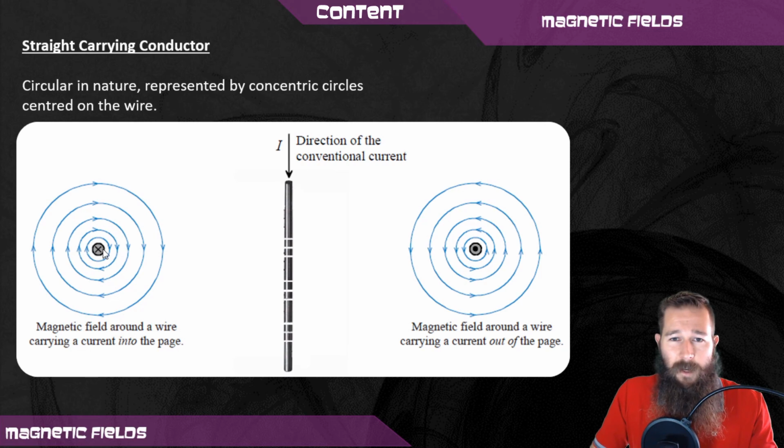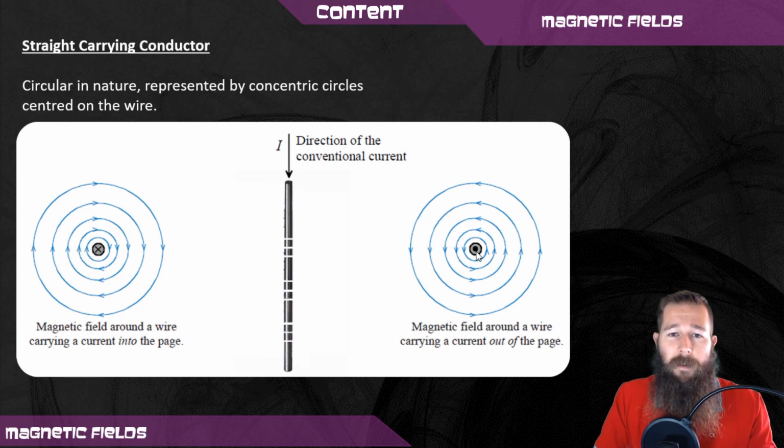In this situation on the left, the X represents the wire moving away from us, or the current in the wire moving away from us. And the dot in the center of the wire represents the current coming towards us or out of the page.